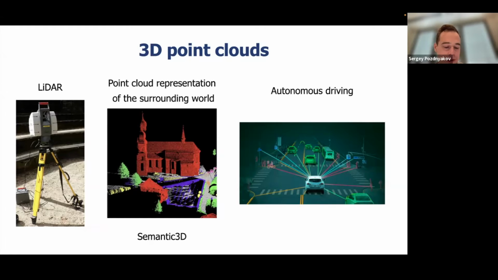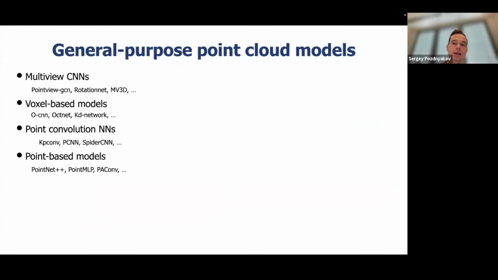And thus, there is a need for deep learning techniques to process such point clouds in order to make it possible for a car to drive without a driver. So as an immediate consequence of this demand, there is a plethora of general purpose point cloud methods that has been developed, and I quickly overview them on these slides. So very, very roughly, these methods can be grouped into four main classes.